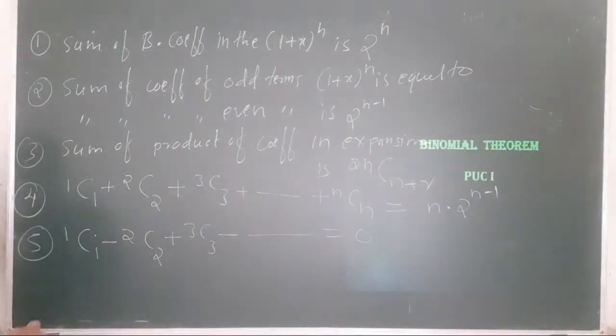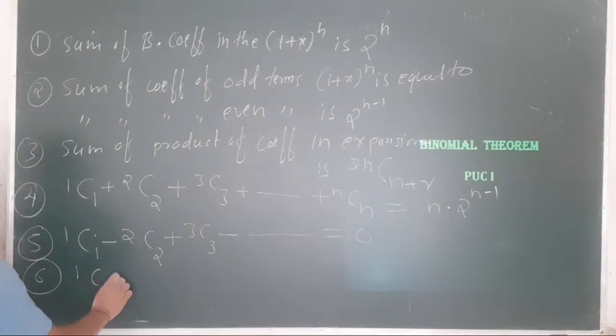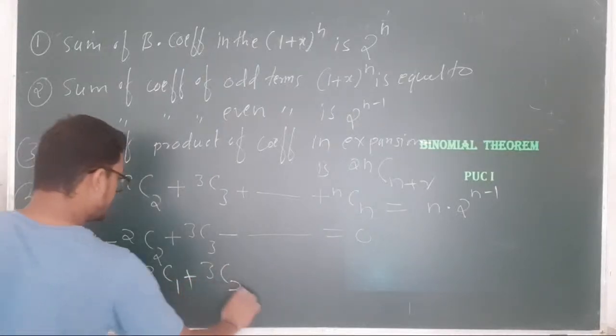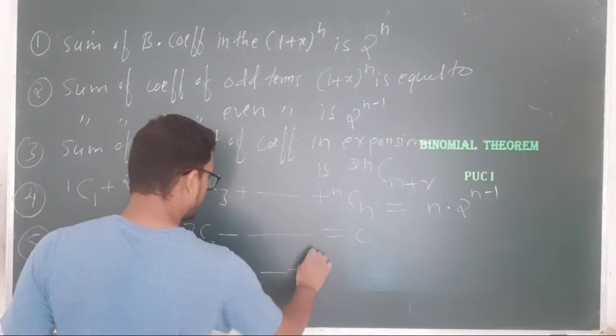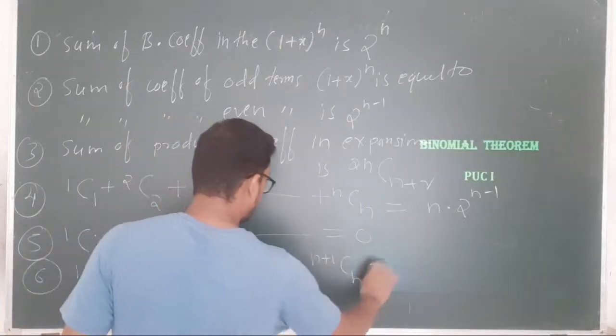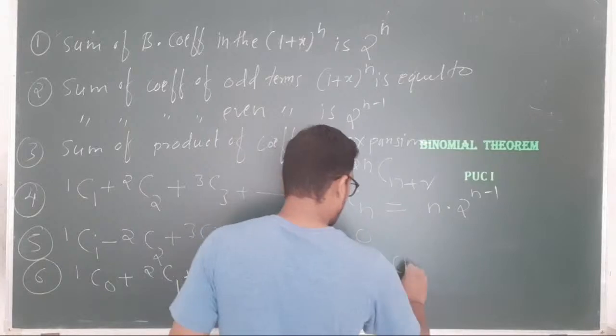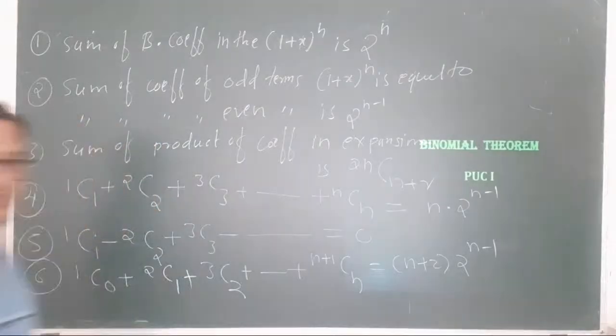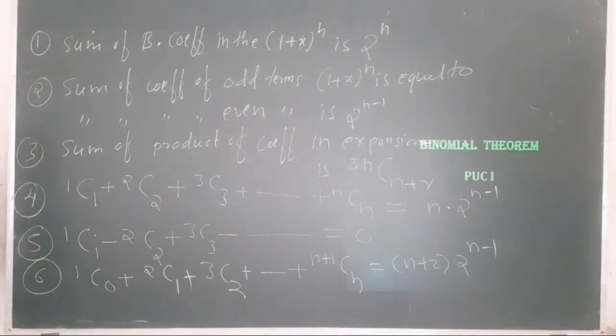Okay. Sixth property, 1c0 plus 2c1 plus 3c2 plus so on plus n plus 1 cn, which is equal to n plus 2 into 2 to the power n minus 1. Okay. So these are some properties of binomial expansion you have to remember. These are useful while simplifying the problems.